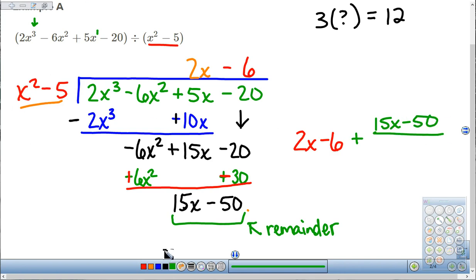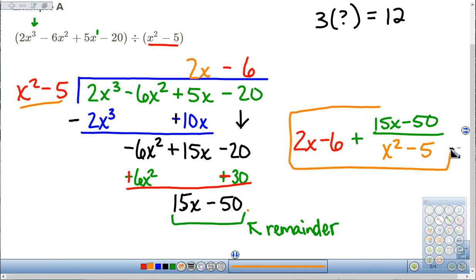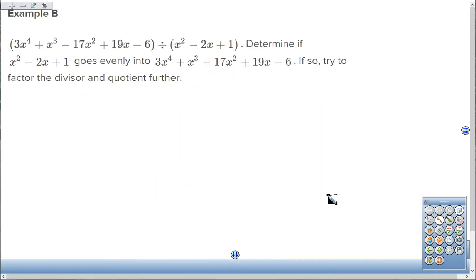And you put your divisor as your denominator. Okay? And this is the quotient of this division problem. Now that's a little messy to start because remainders are a little tricky to start with. Sometimes there's no remainder, and we want to see what that looks like. So hopefully we'll see if this goes into it evenly.